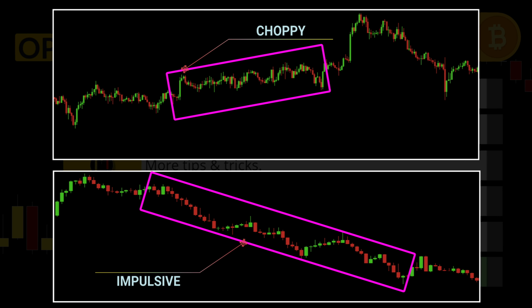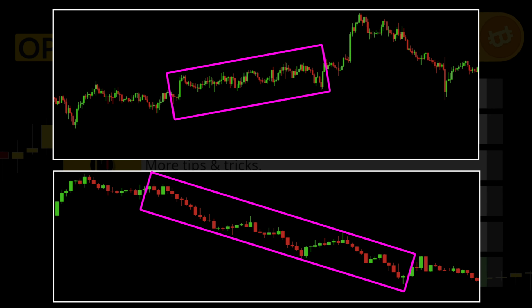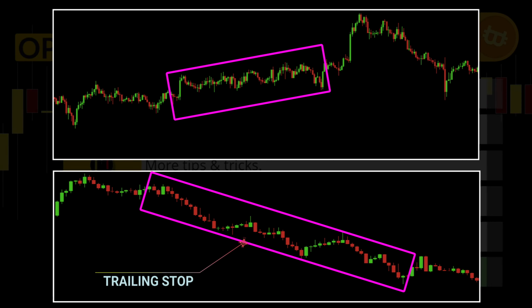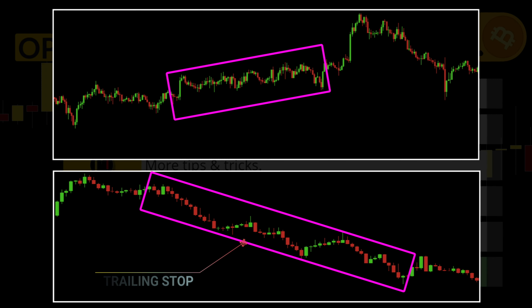When you see a very impulsive wave 3, sometimes it is best to place a trailing stop to capture maximum profits from wave 5. Other times, you can get an entirely new 5-wave move in your direction. Those trades can make your entire month.